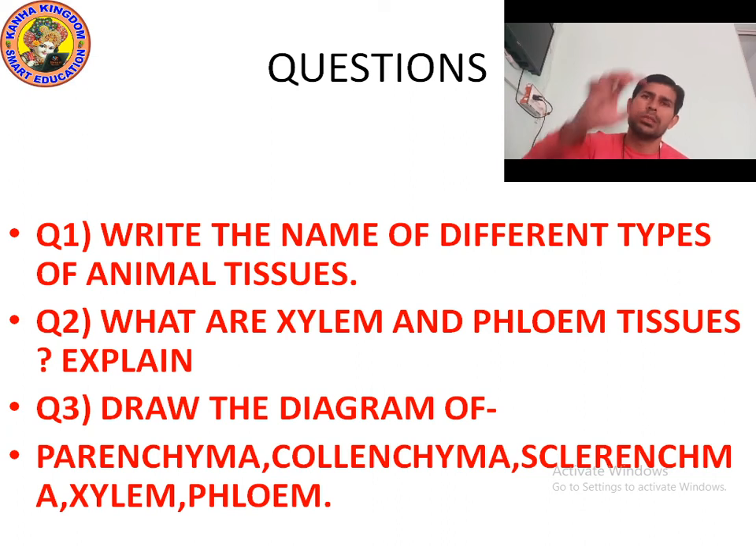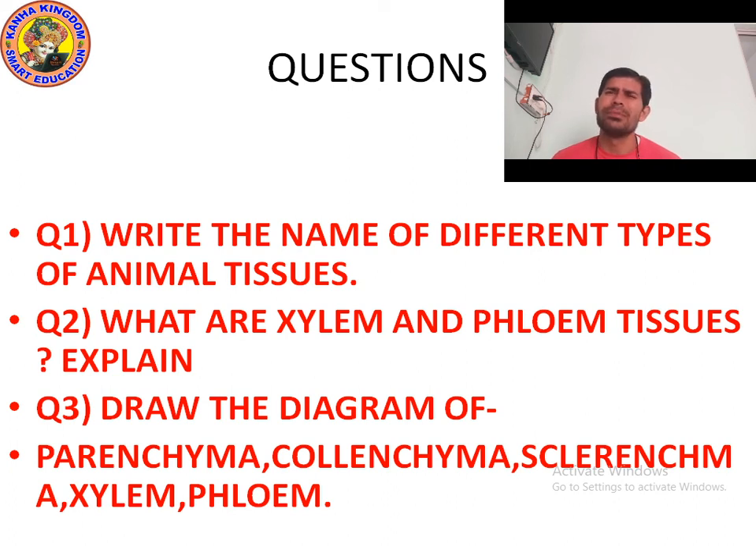Question number 2. What are xylem and phloem tissue? Explain. Xylem and phloem are actually complex tissues, and these are made of more than one type of cell. Xylem consists of 4 types of cell, and phloem also consists of 4 types of cell. Xylem consists of xylem parenchyma, xylem fiber, tracheids, tracheae. Tracheae means vessel. So xylem consists of tracheids, vessels, xylem parenchyma, xylem fiber.